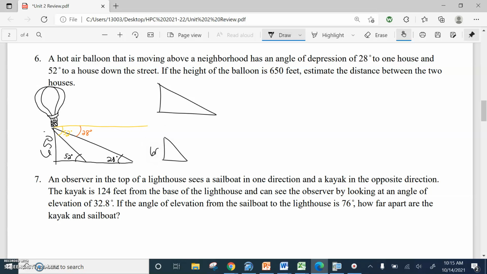So both are 650. This one is the farther away one, it's 28 degrees. This one here is the closer one, so you have to look up higher, up in the air, so 52 degrees. We want to know this distance, x, and we want to know this distance, y, which, by the way, would be the little guy here. X would actually be the entire distance from the bottom of the balloon to the other observation neighborhood.